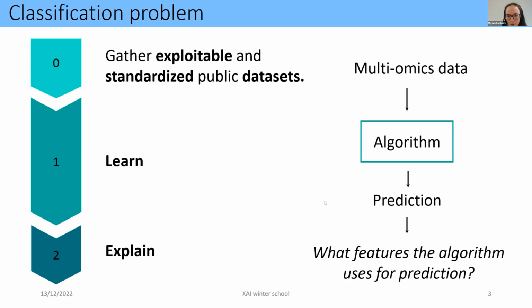To explain, the kind of explanation we can have would be what features the algorithm is relying on to do its prediction. So for instance, what genes it is using or things like that.